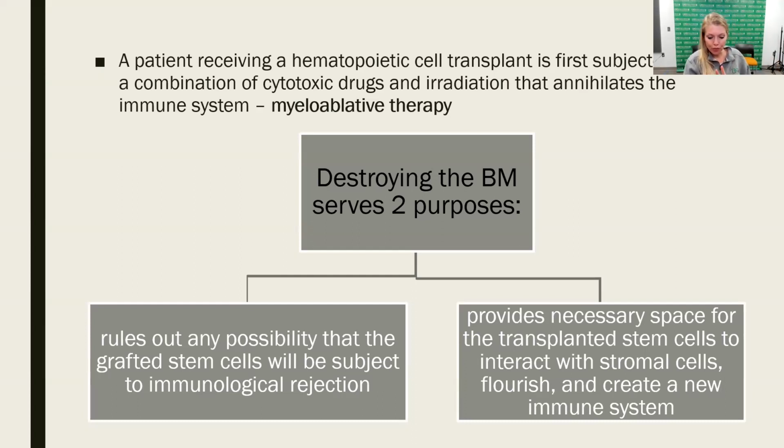And number two, it's going to open up space in the bone marrow stroma for the donor cells to take up. So the donor cells can get into the bone marrow and have all this space to start to replicate and reconstitute the recipient.